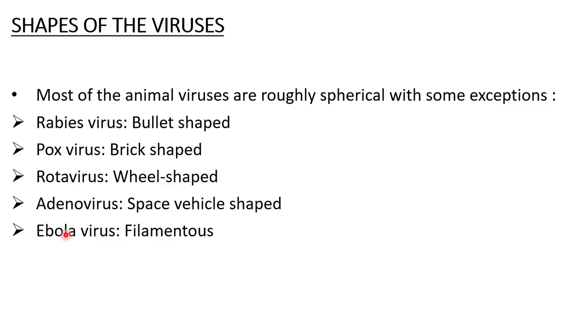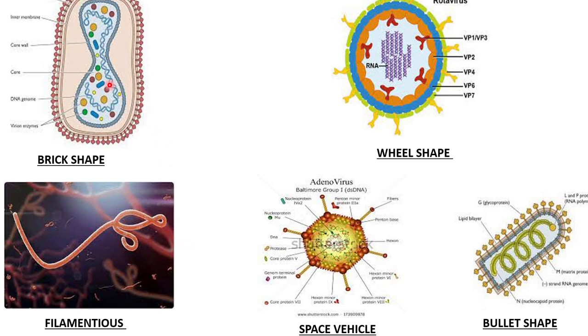And next, it is the shape of the viruses. Most of the viruses are spherical or round in shape, but there are certain exceptions, like rabies virus is bullet shaped, pox virus is brick shaped, rotavirus is a cartwheel shaped structure, adenovirus appears like a space vehicle, and Ebola virus has a filamentous shape. So you can all see the different types of structures of different viruses. All these shapes we can make out under electron microscopy or immune electron microscopy. So that's it for today.